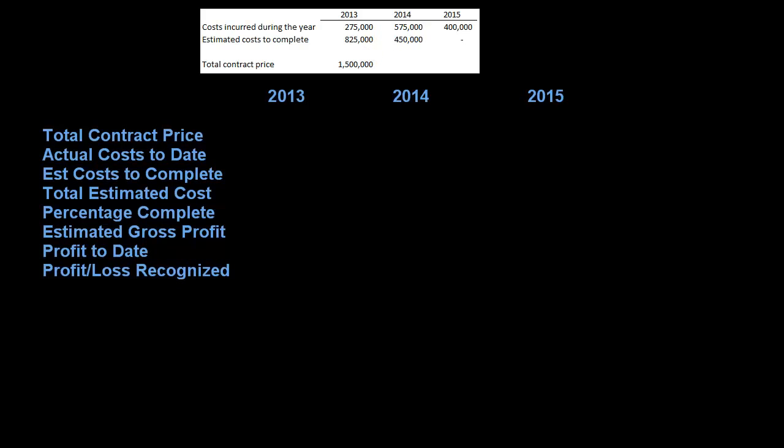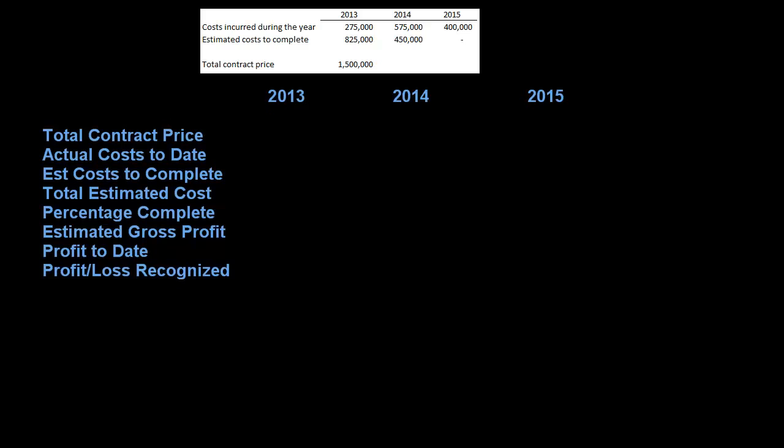Okay, so let's start running through the calculations for this. What we're going to be looking at is the total contract price, the actual costs, and the estimated cost to complete. Then we'll calculate the total estimated cost, look at how much of the job we think is completed based on those costs. Then we're going to calculate the estimated gross profit that has been earned so far. We'll calculate how much profit has been earned to date, and then how much we actually need to recognize in this year.